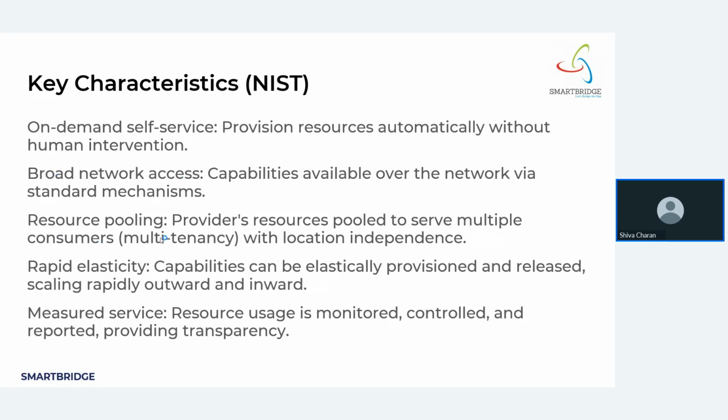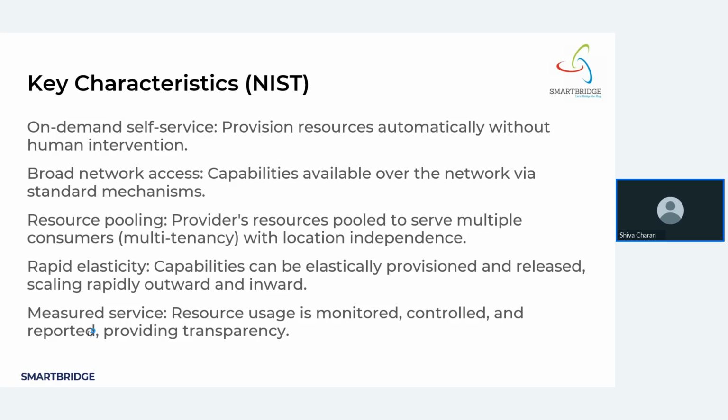Resource pooling: the provider's resources are pooled to serve multiple consumers, like multi-tenancy, according to location independence. Rapid elasticity: capabilities can be elastically provisioned and released, scaling rapidly outwards and inwards. See, I told you about scaling, right? Rapidly outward and inward, increasing the server count and decreasing the server count as per your availability. So that is one kind of rapid elasticity.